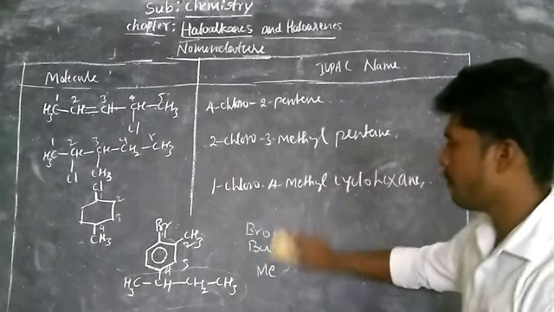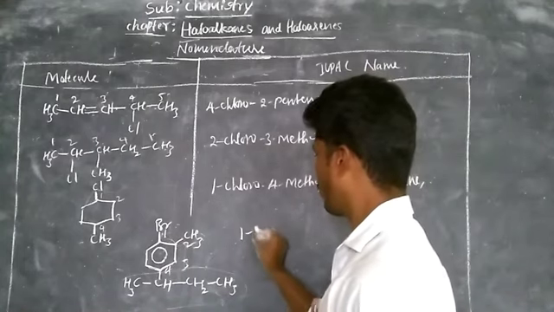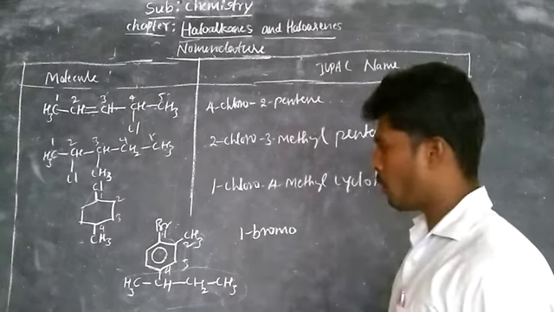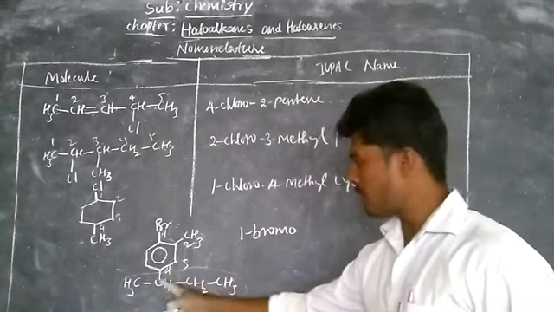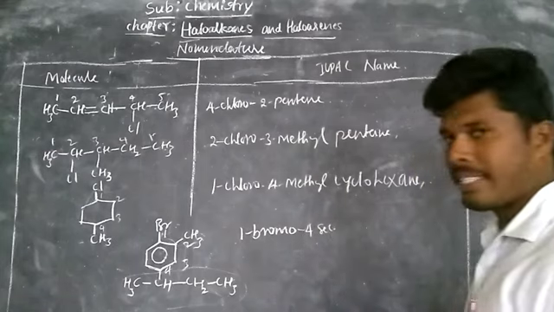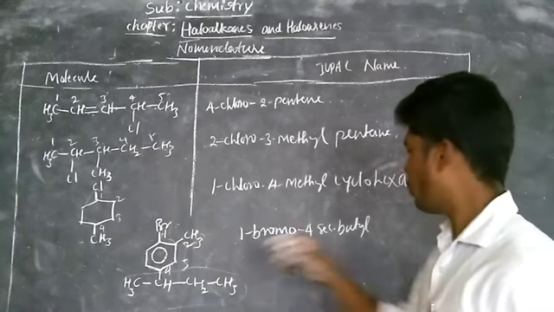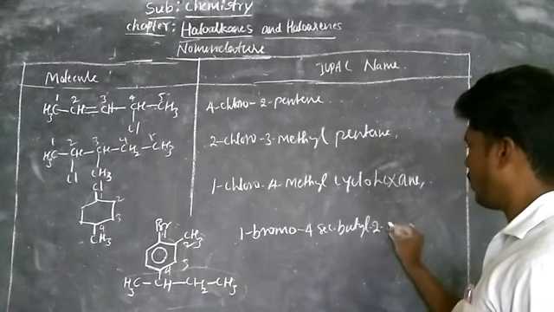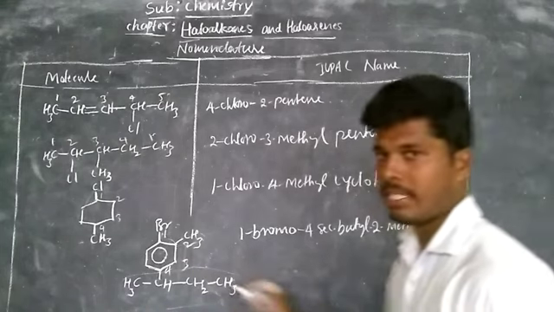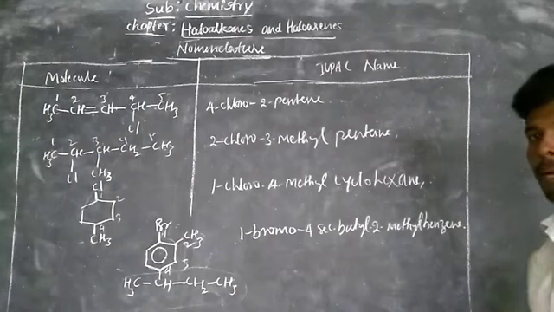What is the name? 1-bromo, or you can write bromo also. Bromo. This is what? 4-secondary butyl, 4-sec-butyl, 2-methyl. What is the name? Benzene. This is the IUPAC nomenclature.